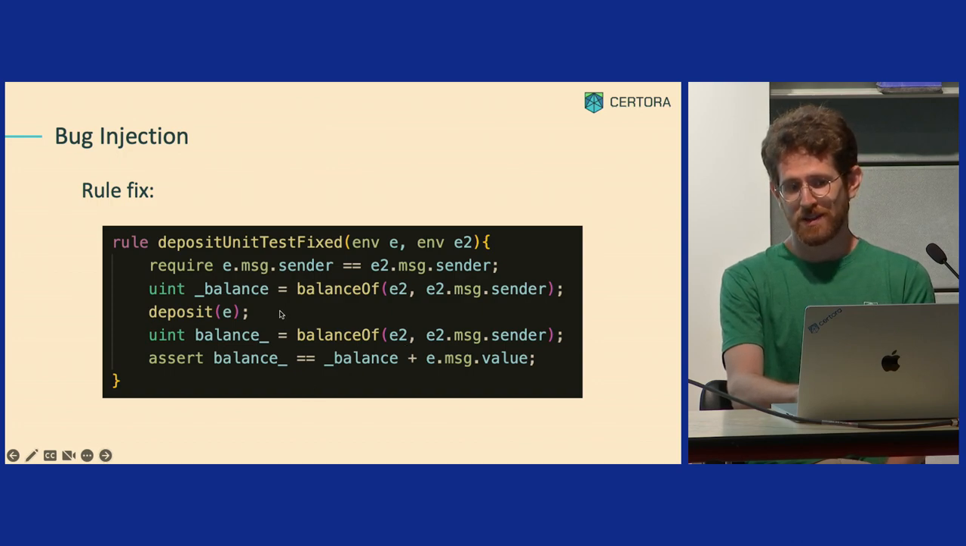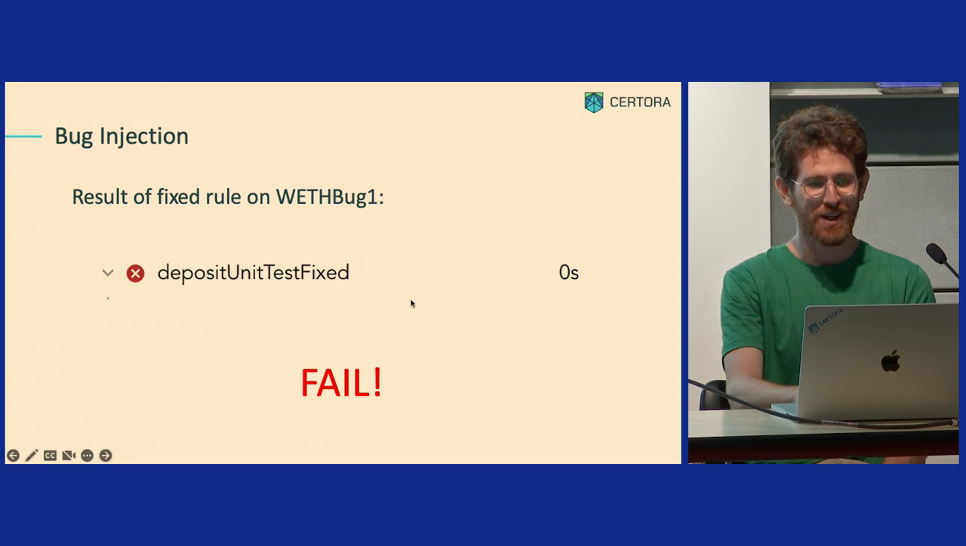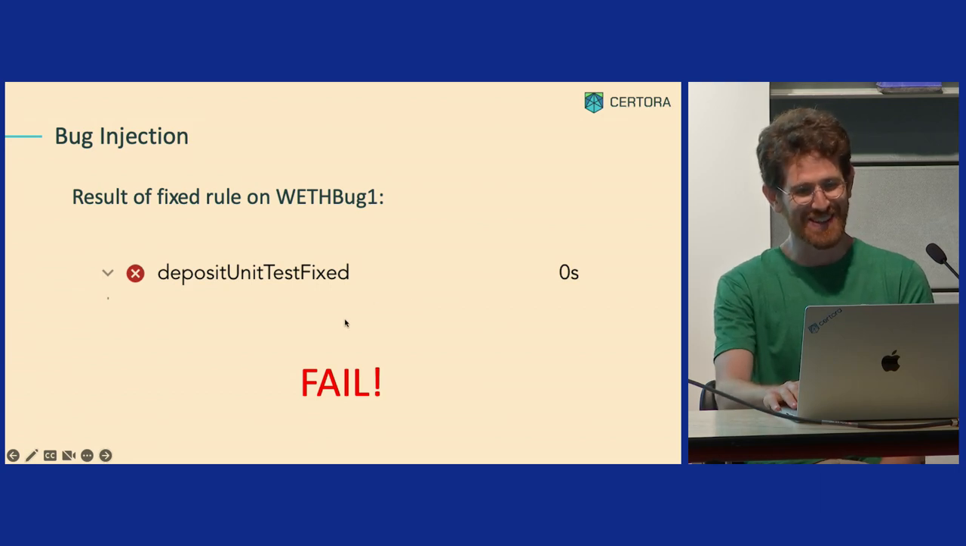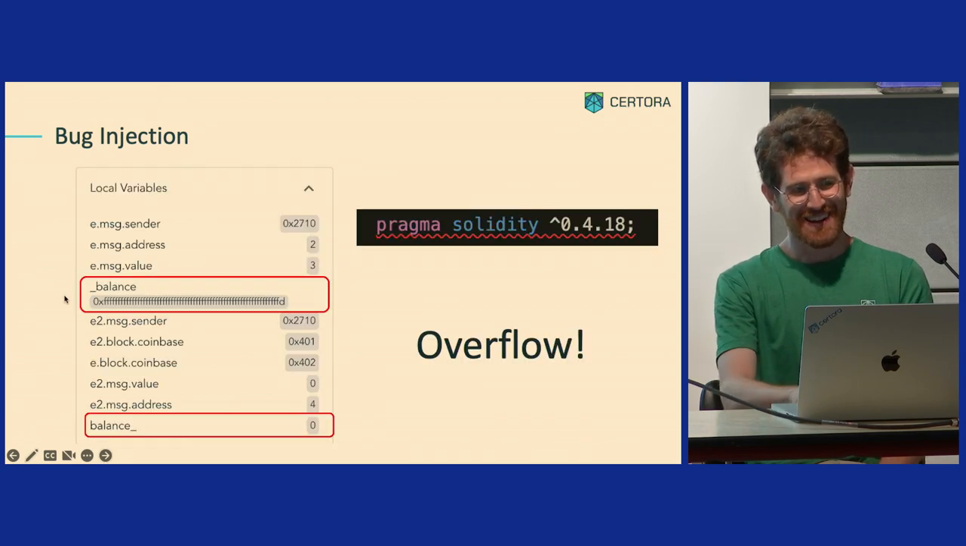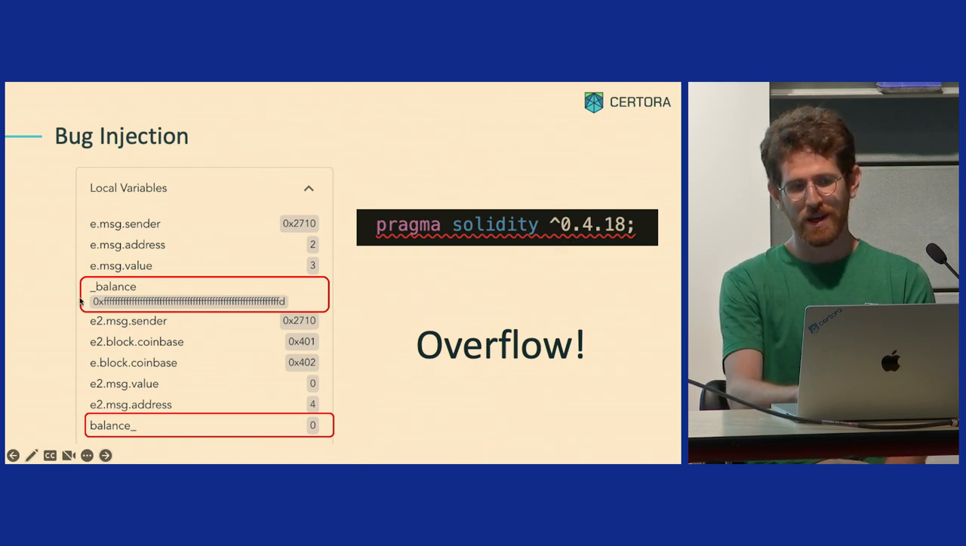Now, I expected this rule to pass, but in reality, it failed. And it took me a while to understand, and Armin helped me on that one. The reason that it failed is because wrapped ETH is written in Solidity 0.4.18, and for some reason I was sure that it was on a much, much more advanced Solidity that implements the SafeMath library, and we get here an overflow.